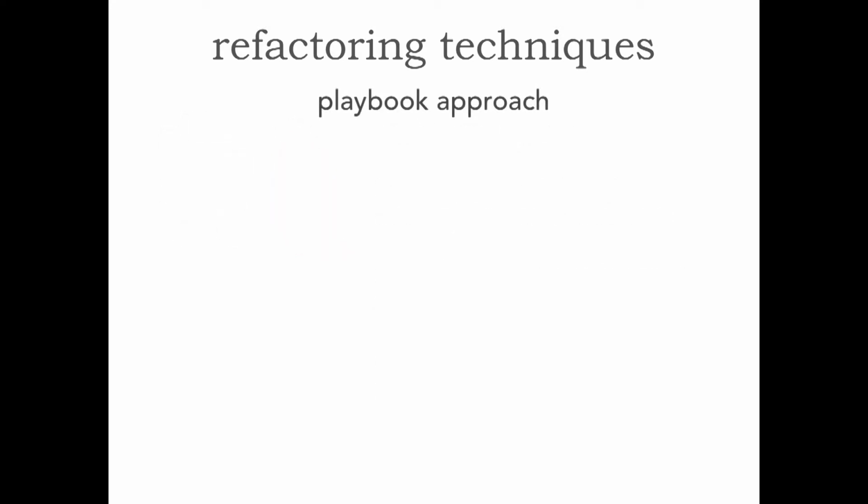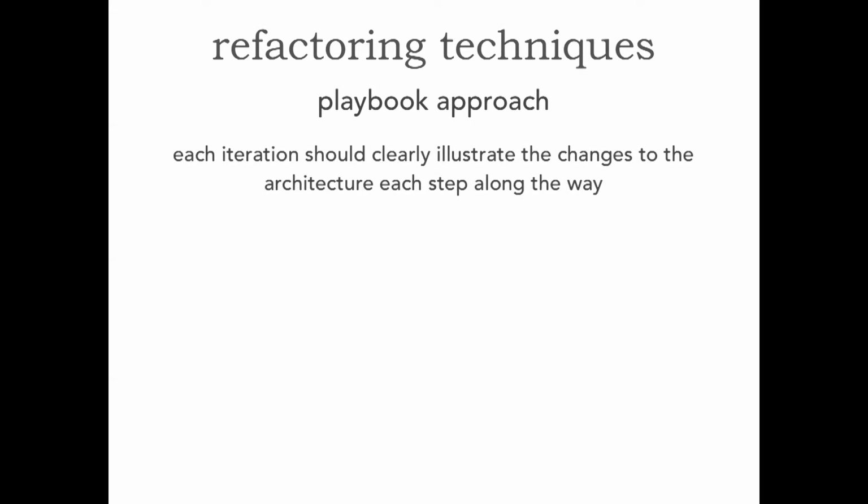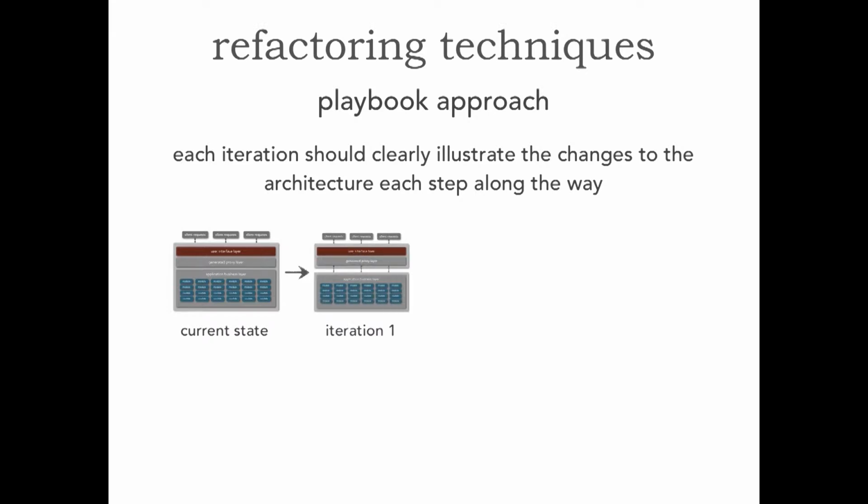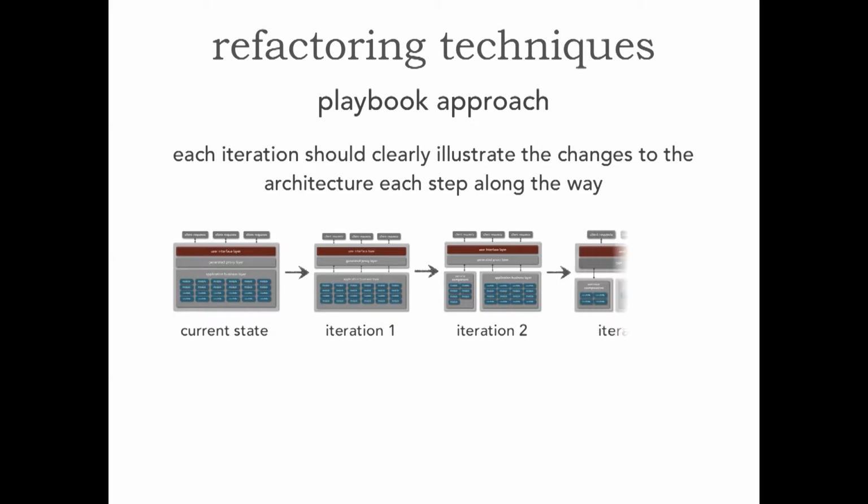Okay, so in the playbook approach, essentially each iteration should be clearly illustrated, and the changes to the architecture clearly illustrated each step along the way. So for example, you illustrate clearly the current state of the architecture, what it's going to look like after the first iteration, the second iteration, and finally iteration 3, which would be the final step. You can go as far as to name your iterations to give them context. So iteration 1 might be named, for example, UI backend split, just to really give it some context.